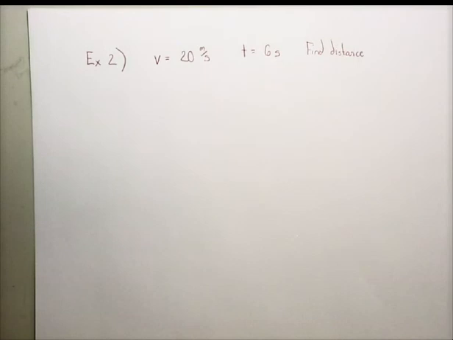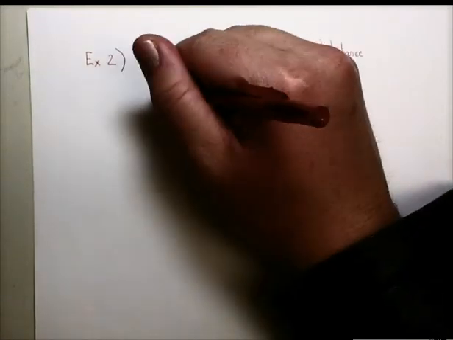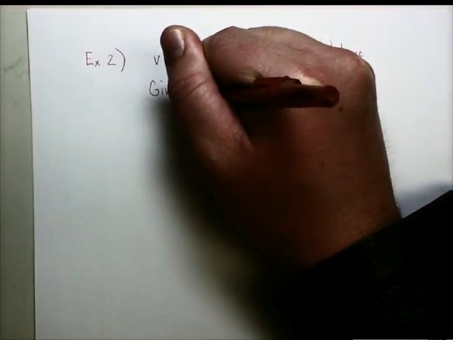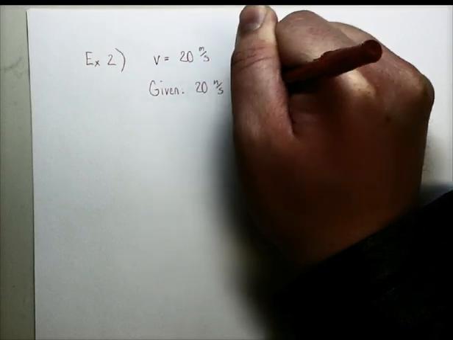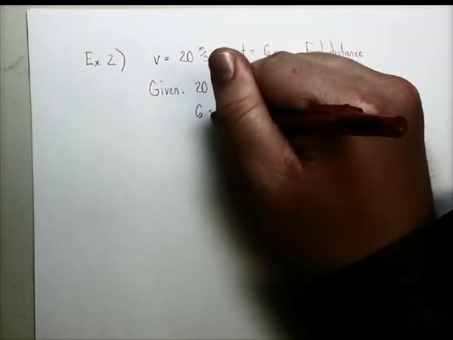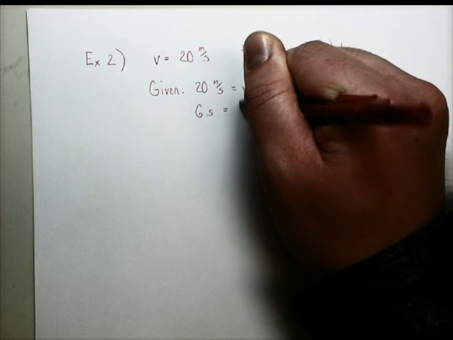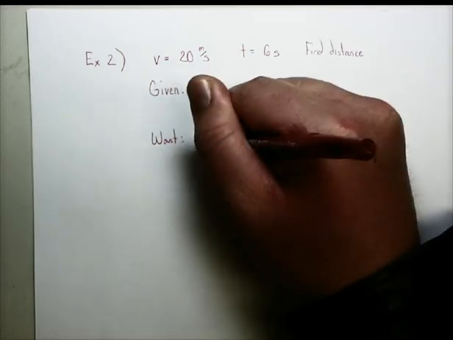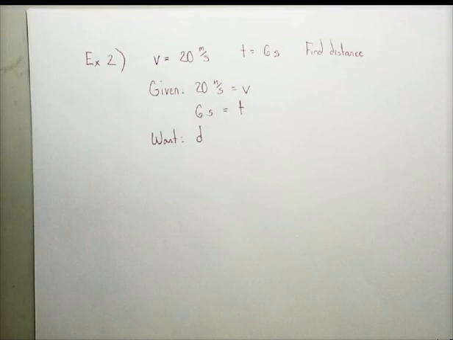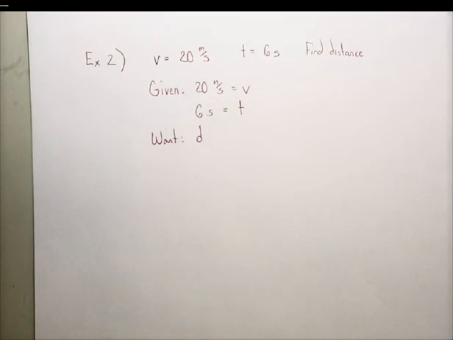So we set this up just like we've set up anything else. What are we given? We're given 20 meters per second, which we know is a speed. We're given 6 seconds. Seconds, that's a unit of time. And we want to find the distance. And again, notice I'm using abbreviations there.